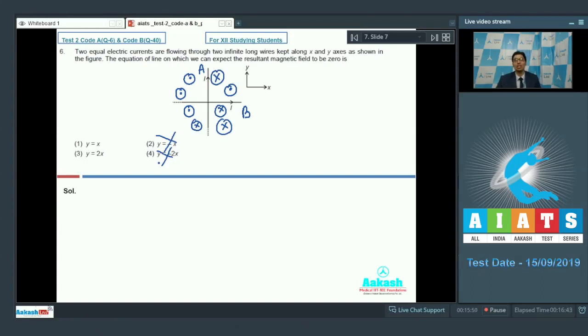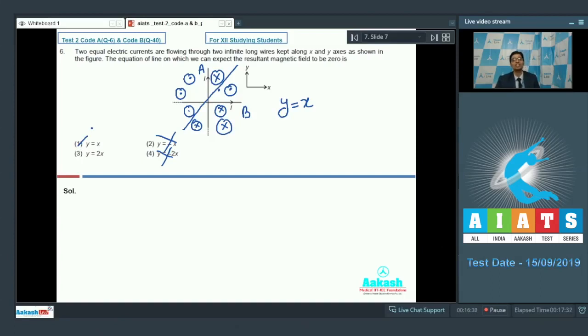Now dear students, for a magnetic field at any point to be zero, it should be equidistant from both wires A and B. Therefore, the line should be equally inclined with both wires and must be at an angle of 45 degrees from both the wires. The only line that satisfies this condition is the line y is equal to x. And therefore the correct answer for this particular question should be option number 1.